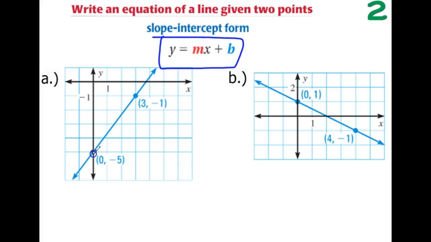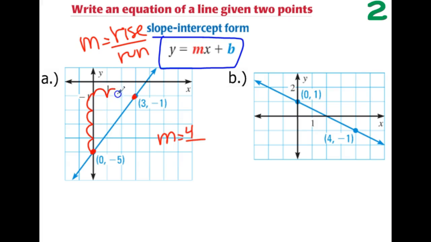M is our slope, so we can count our slope from one point to the next. Remember, our slope is rise over run. So we're rising 1, 2, 3, 4. And we're running 1, 2, 3. Rise over run, it's 4/3. And then our b is our y-intercept, where our graph is crossing the y-axis.